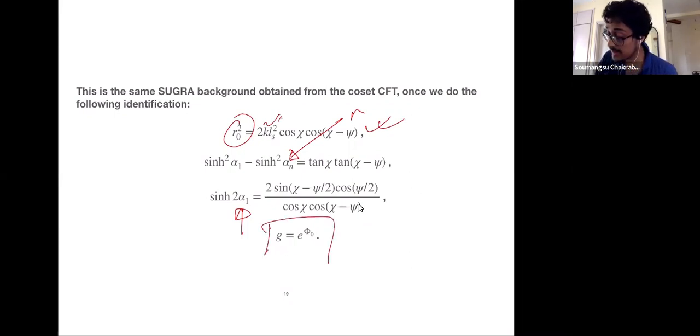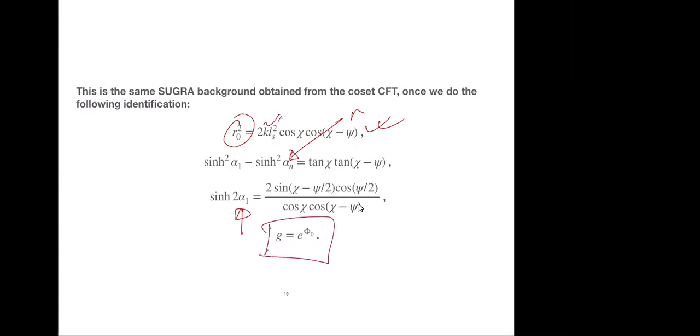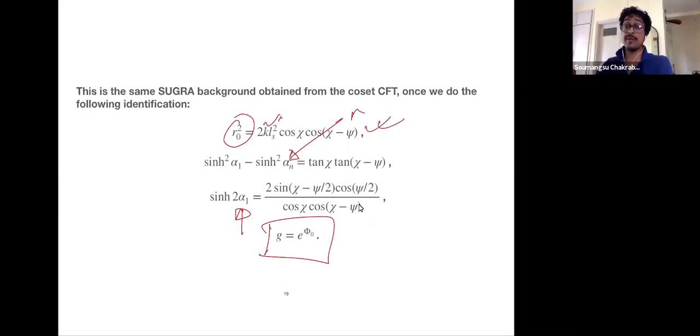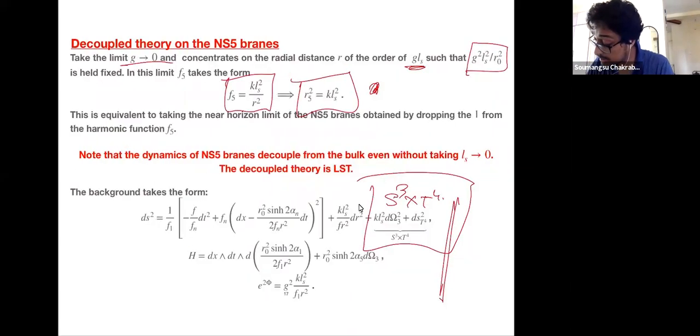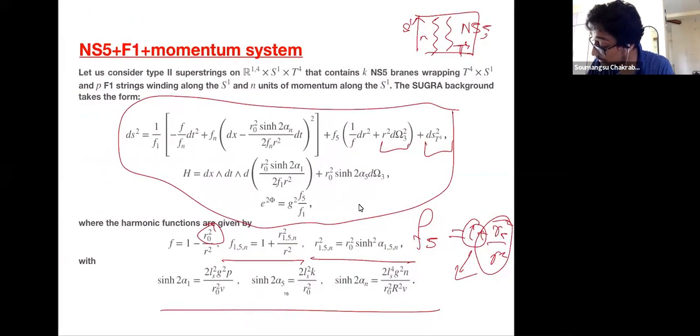So do you drop the 1 from all 3 harmonic functions? No, I just dropped the 1 from the NS5 branes. I am in the near horizon geometry of the NS5 branes, but I am far away from the fundamental strings. So you just drop this one, from F5.